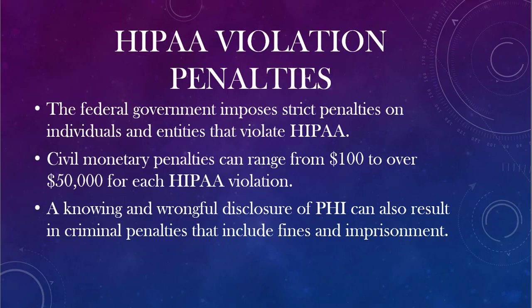Civil monetary penalties. So civil court is different than criminal. In civil court there's usually a lower preponderance of evidence, and you have to pay money. So civil monetary penalties can range from $100 to over $50,000 for each HIPAA violation. A knowing and wrongful disclosure of protected health information can also result in criminal penalties. That means jail. So that includes fines and imprisonment.